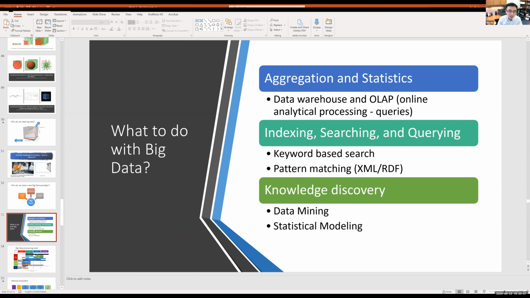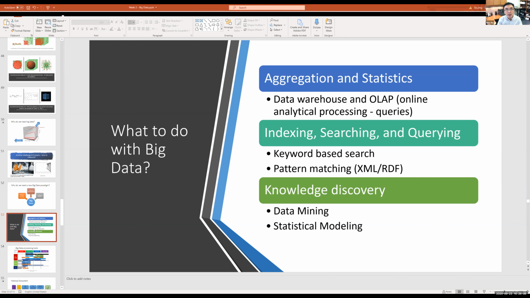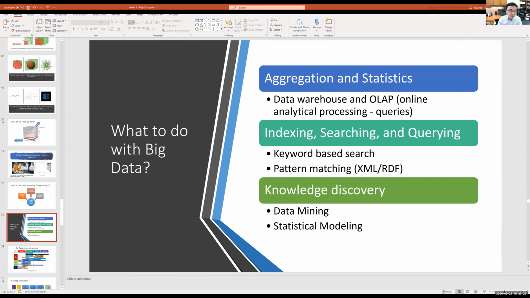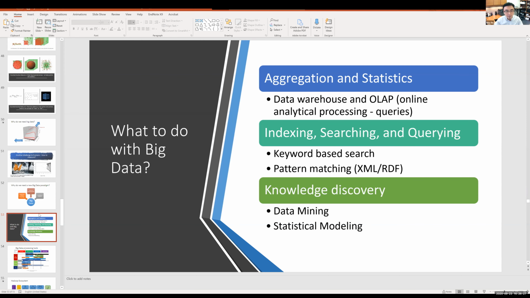The last function, the highest function, is called knowledge discovery. For example, if we want to know the most popular products among the age group 20 to 30 on Amazon, or if I want to predict the selling amount of a certain product based on the last 12 months of selling volume, then I need a regression model. This is actually the highest need in big data. So aggregation and statistics, indexing, searching and querying, and knowledge discovery are the three main functions of big data.